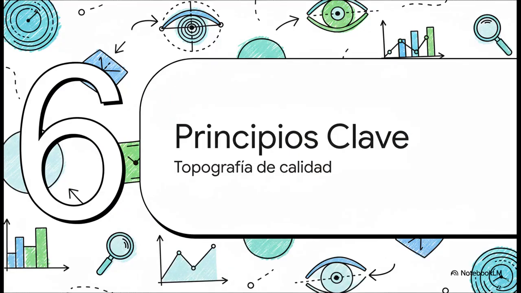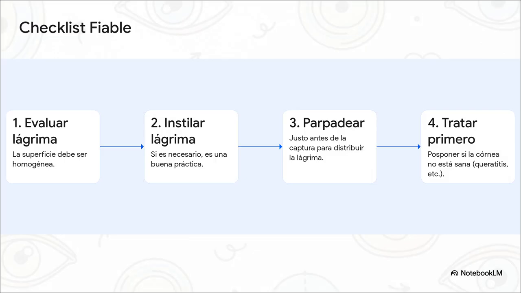To finish up, let's focus on the most important part: getting good data. We're going to run through some critical clinical principles to make sure you get reliable, accurate measurements every single time. Here's a key takeaway. A high-quality topography starts before you ever hit the capture button.